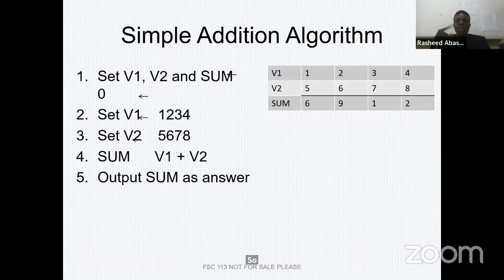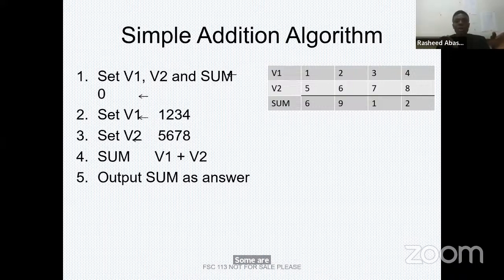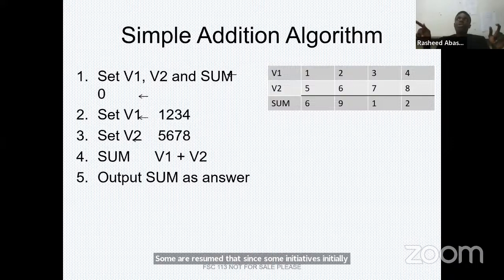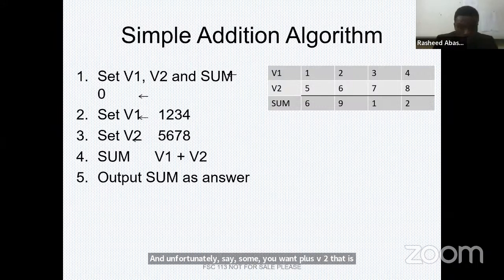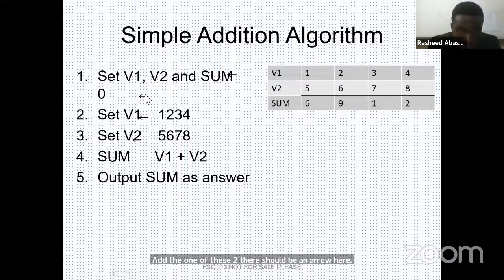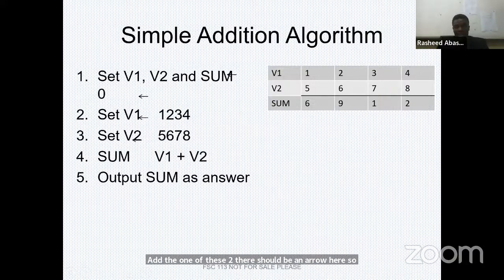You can see set V1 and V2, and sum is zero, that is sum is initially zero. Set V1 as 1 2 3 4, that is assign 1 2 3 4 to V1, that is make V1 1 2 3 4. The third one is saying make V2 5 6 7 8, and the fourth one is saying sum V1 plus V2, that is add V1 and V2. There should be an arrow here, so that will be corrected. If I'll be sending the slides to you, I will make sure I correct that.